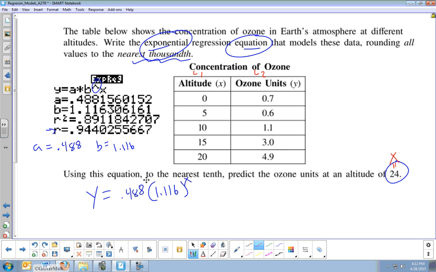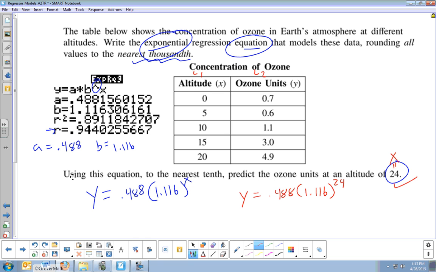All right, a couple of things before I even get to this. It always drives me crazy, but students lose points for the silliest reasons on this question. They don't have a y equals there. They round wrong. But sometimes when students do this question, they put down y equals 0.488 parentheses 1.116 parentheses, and they replace x with 24, which is correct. We do need to do that for part B.